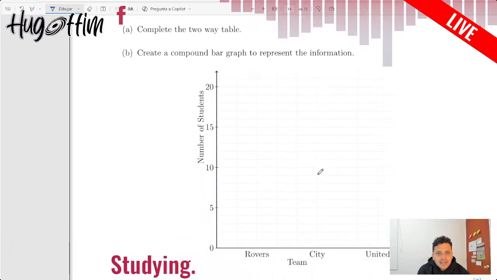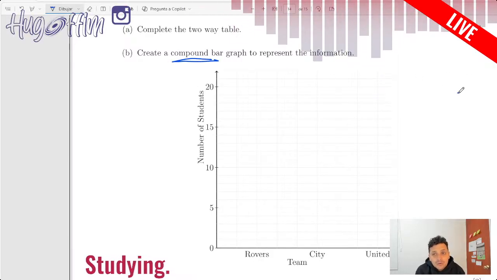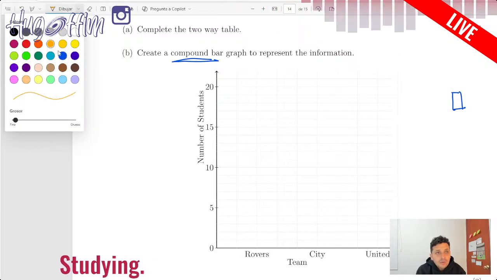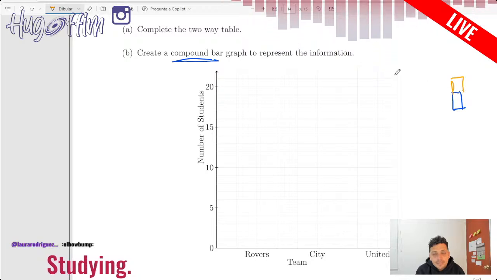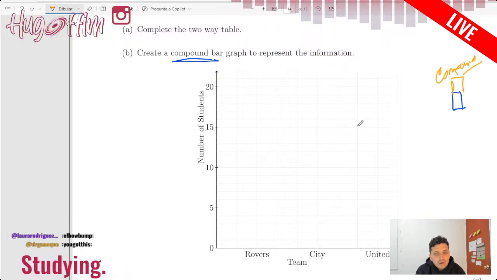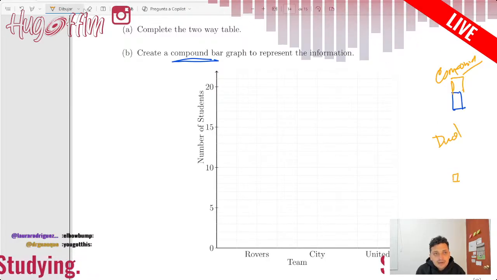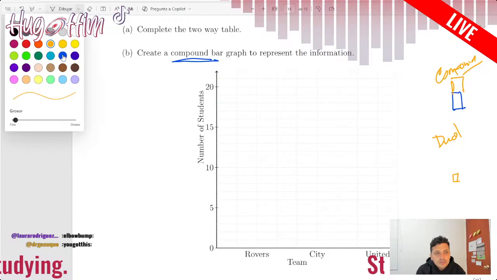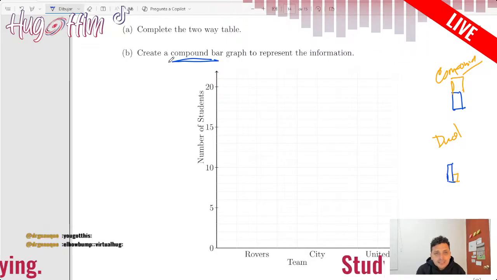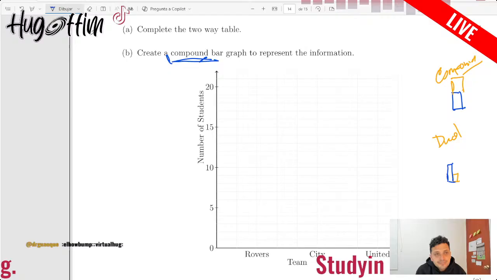Now, it says create a compound graph. Compound, not dual. When it says compound, you're going to put the bars one over the other. In dual, you do one bar, and the other, you do it right next. This is dual and this is compound. It says compound bar graph. So I'm going to represent information with a compound bar graph.